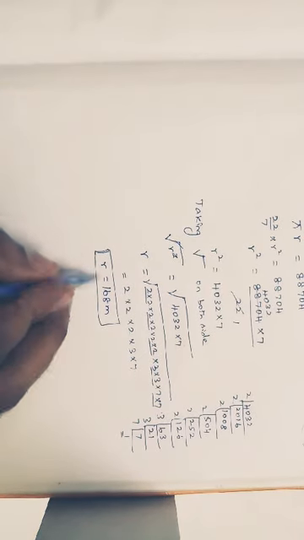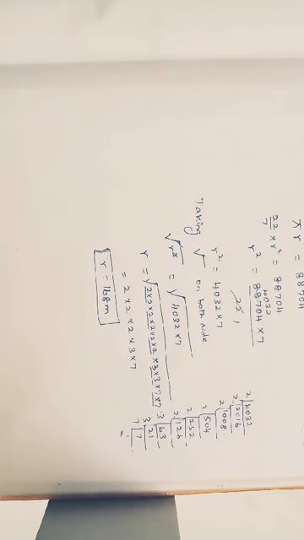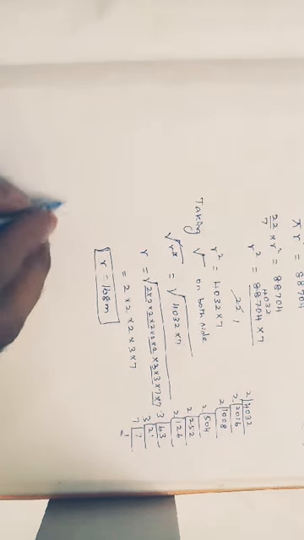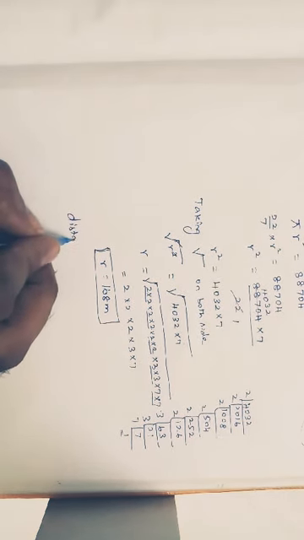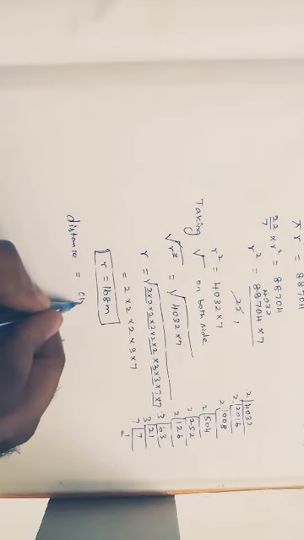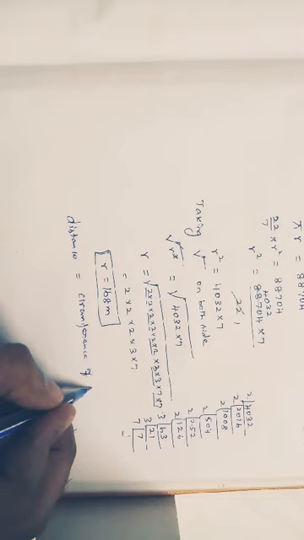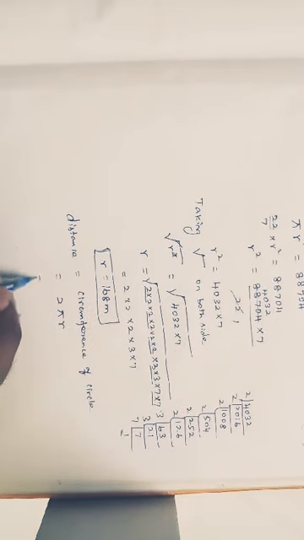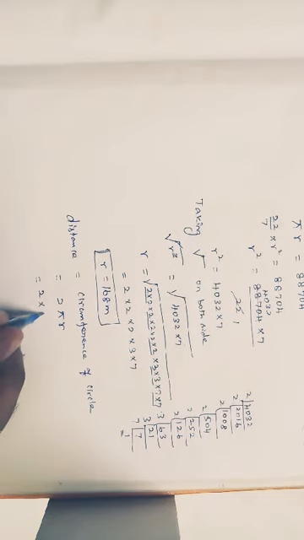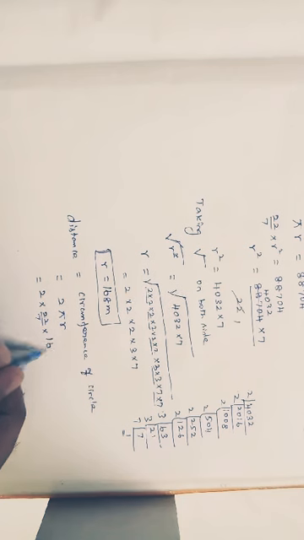Now we got the radius of the circle, right? And now we want to find the distance covered in one round. That is, distance is equal to what? The circumference of a circle, right? What is the formula of circumference of a circle? 2 pi r. 2 into, what is the value of pi? 22 by 7 into, what is the value of r? Just now we found it, 168.